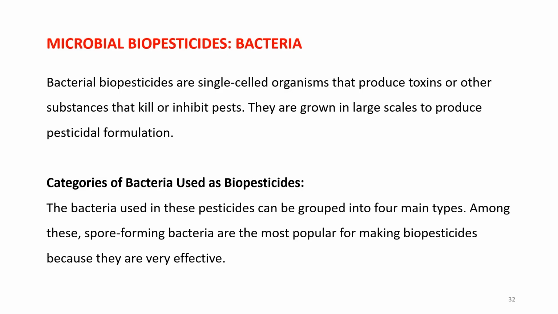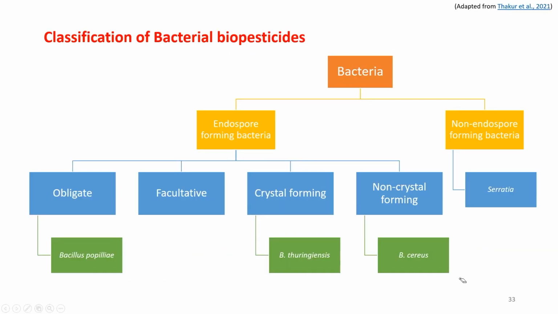Bacterial biopesticides are single celled organisms that produce toxins or other substances for killing the pest. They are grown on a large scale to produce pesticidal formulations. So, we may have different categories of bacteria used as pesticides, mainly 4 types. Among these, spore forming bacteria are the most popular for making biopesticides because they are very effective.